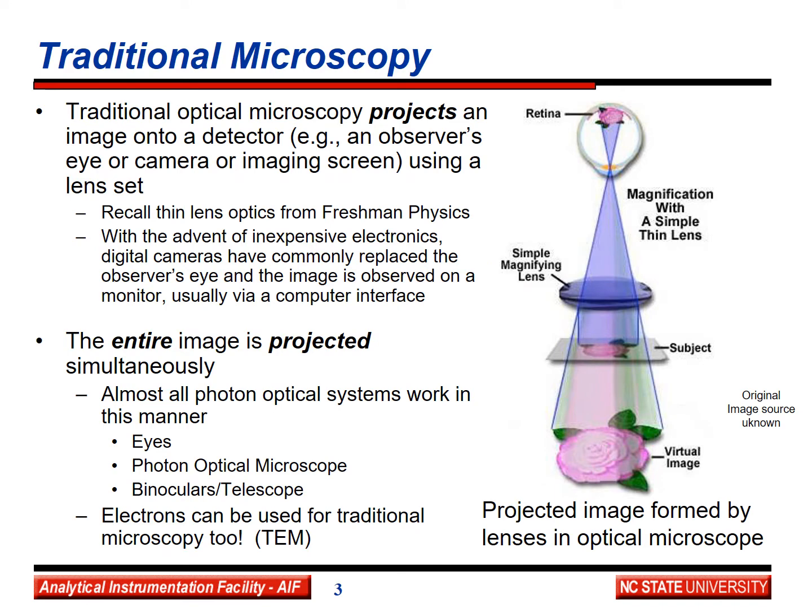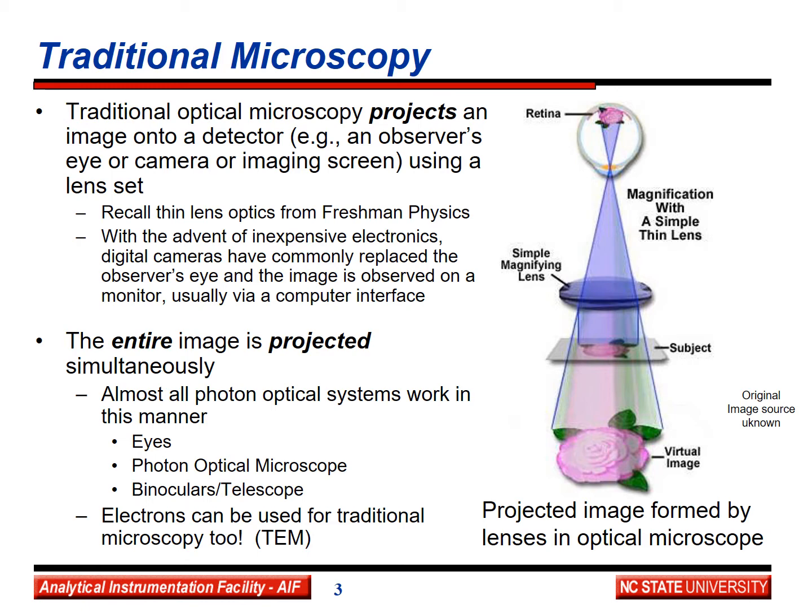A traditional optical microscope uses a set of lenses to project a virtual image of a sample onto a detector. In this case, the detector is being shown as an eyeball. But there's no reason that we can't use a camera or a view screen. The important part here is that the entire image is projected everywhere all at once. Almost all photon optical systems work this way. This is the way your eyes work. This is the way optical microscopes, binoculars, telescopes work.